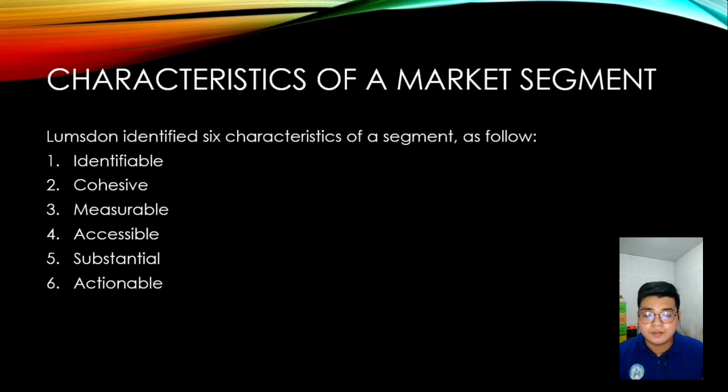Third is measurable. The marketer should be able to estimate the size and potential spending of the members of the market segment. Fourth is accessible. The members of the segment should be accessible by marketing efforts and promotional activities. If they are difficult to reach, efforts to reach out to the specific segment might be futile.